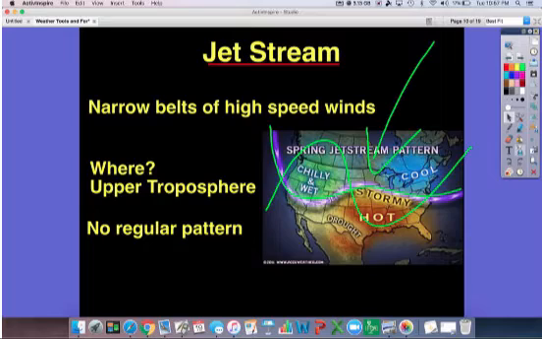The jet stream is not a tool. The jet stream is just something I want you to keep in the back of your mind. These are narrow belts of high-speed wind, and they're miles up in the air, and they don't really have a regular pattern, but these are really strong belts of wind, and they can go, I believe, 200 to 400 miles an hour. So jet streams have big impacts on our weather, but we're not going to study them in depth. It's just something to know about and keep in the back of your head.